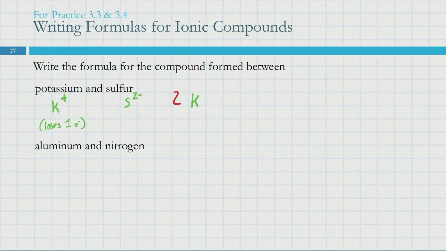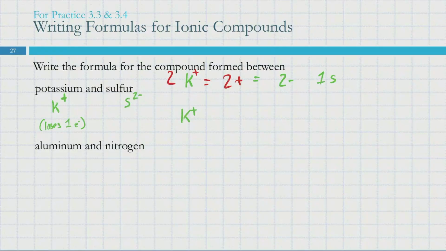So if we have 2 K pluses, then that would be a total of a 2 plus charge, which equals the 2 minus charge on our 1 sulfur. So that's one way that we can go about doing it. There's another way, I've heard it called the swap and drop or the crisscross method.